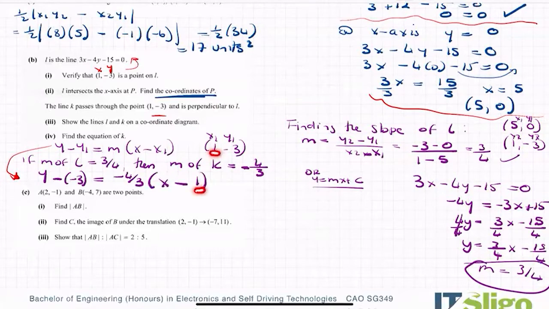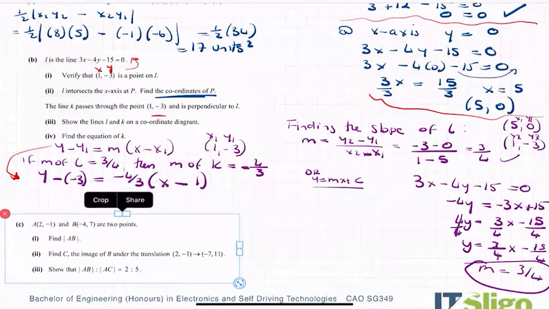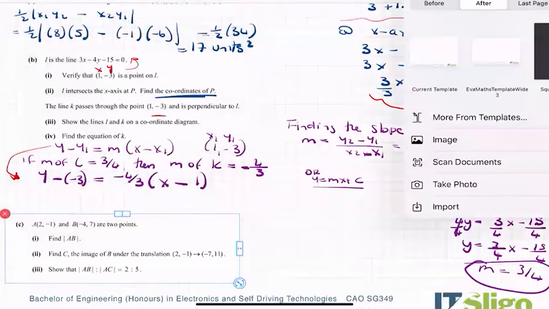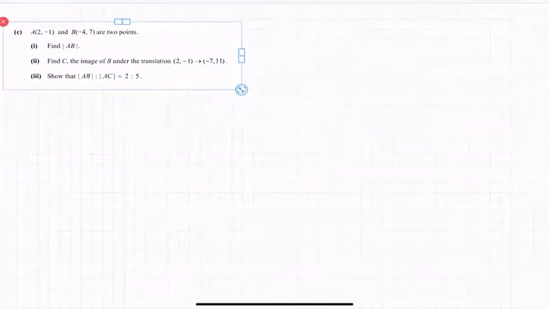That's my x1. We don't sub in for x and y. We're going to copy that onto a new page just to give us a bit of room. That's part C.